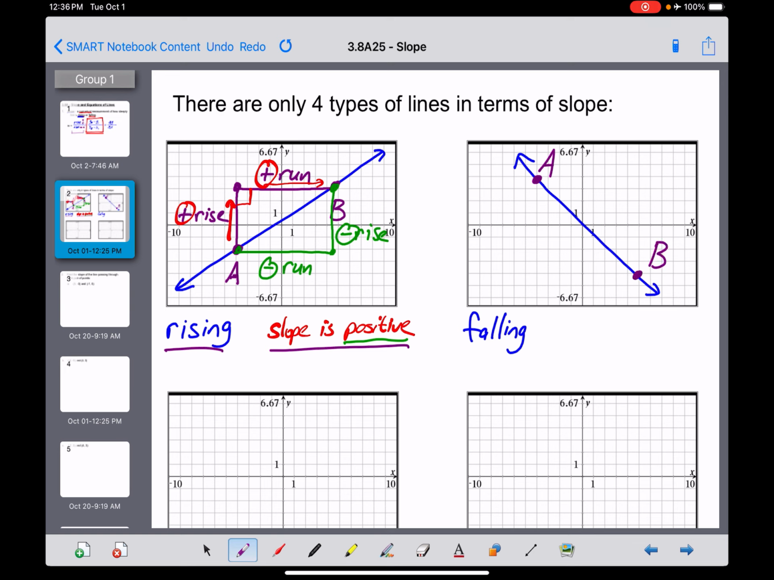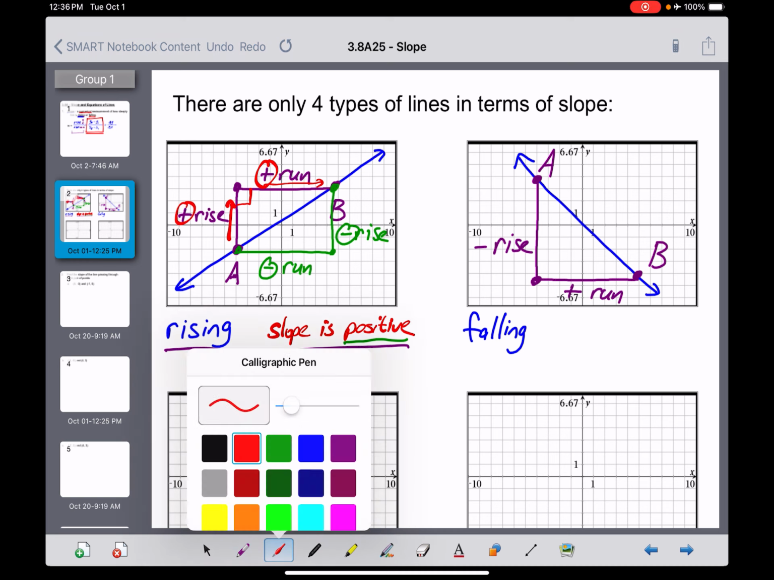Now, how do we get from A to B? It's always a vertical movement first, and in this case, from A to B, we'd have to go down to roughly right about there. Since we went down, that's a negative rise. Negative rise means we're actually going down, and then we would slide to the right to get to point B. And moving right is again a positive run.